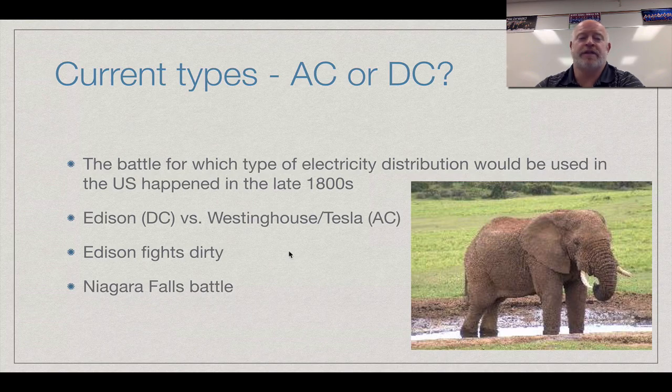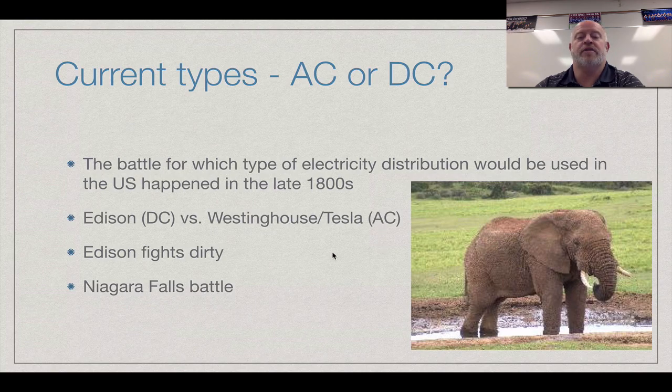So he fought kind of dirty. Now, the big thing is, why did we end up with more of an AC current world versus DC? It came down to Niagara Falls. When Niagara Falls was built, they were going to use it to power New York and the region and the area, and the contract was won by Westinghouse and Tesla. So they chose to use AC current to do that.